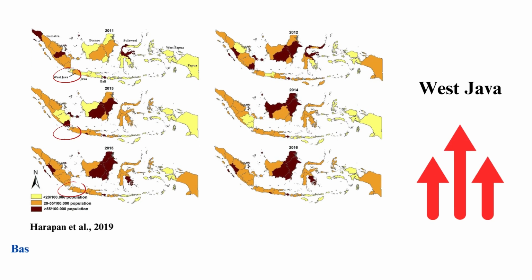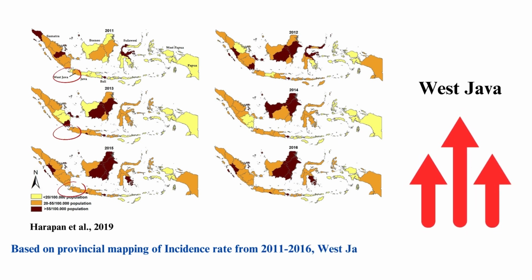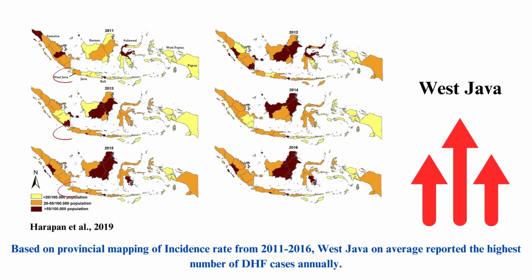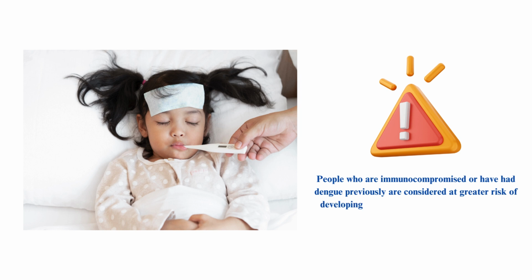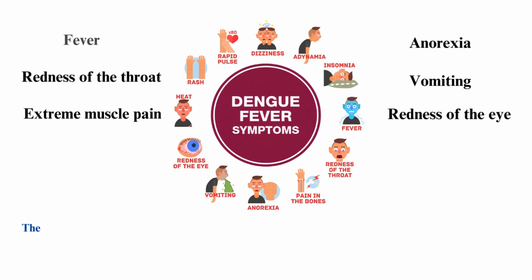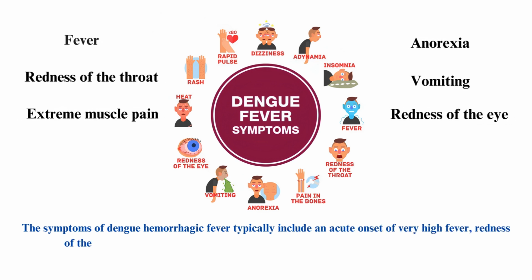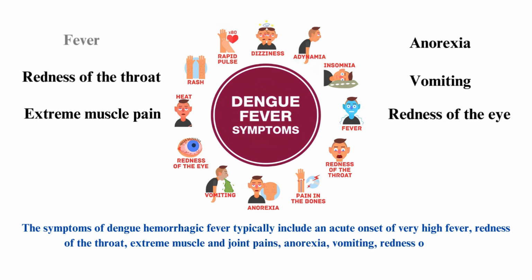2016. Based on provincial mapping of incidence rate from 2011 to 2016, West Java on average reported the highest number of DHF cases annually. People who are immunocompromised or have had dengue previously are considered at greater risk of developing dengue hemorrhagic fever if infected again. The symptoms of dengue hemorrhagic fever typically include an acute onset of very high fever, redness of the throat, extreme muscle and joint pains, anorexia, vomiting, redness of the eye.